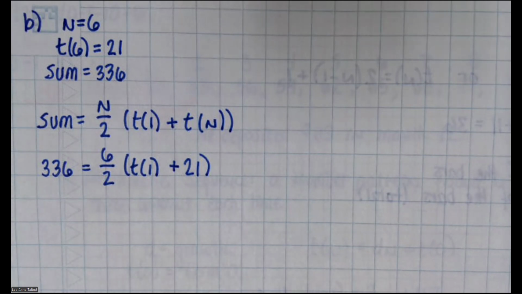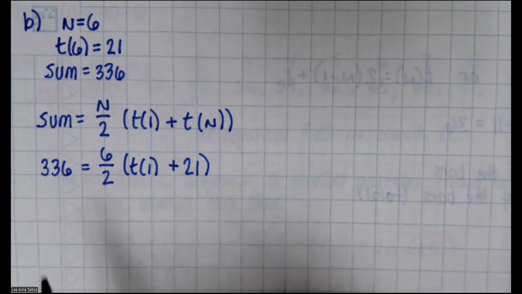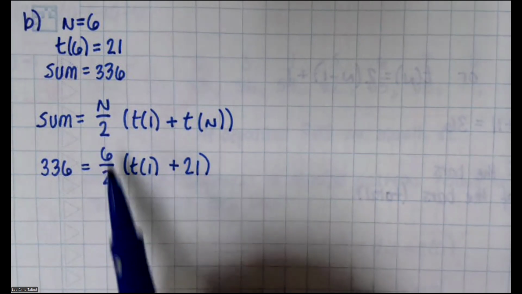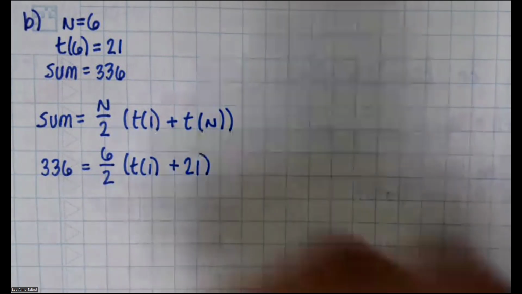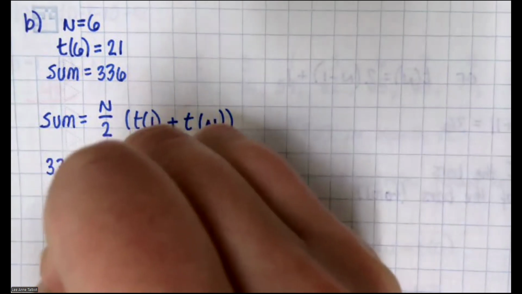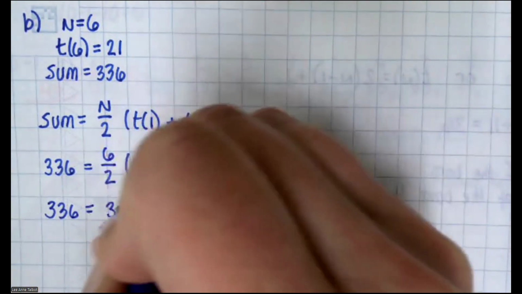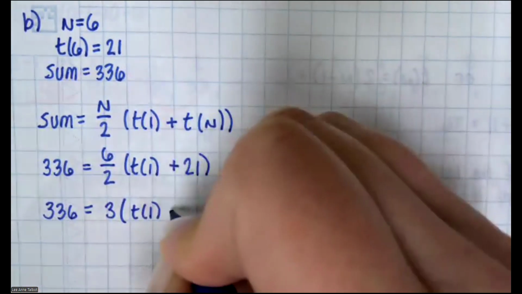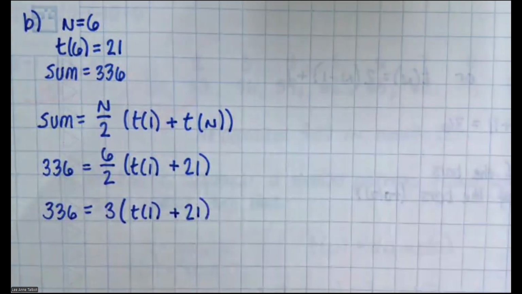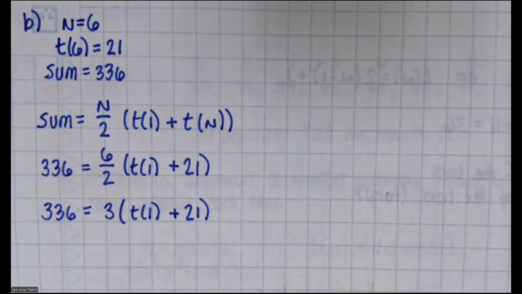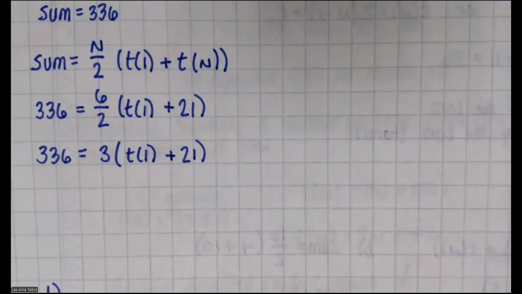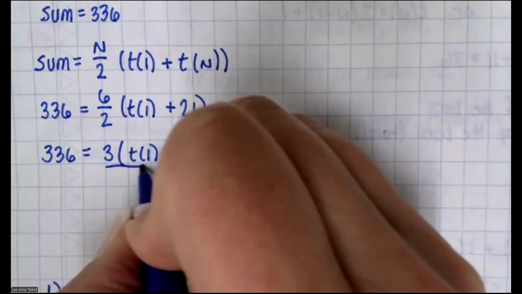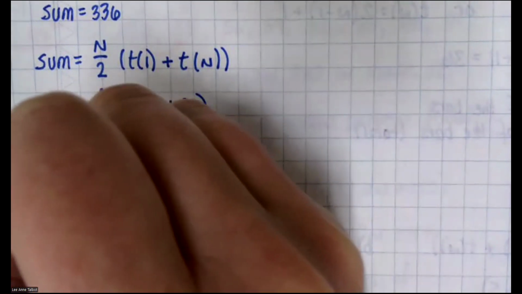Okay, now as far as algebra goes, what does your brain tell you to do? Does it tell you to make this into a 3? Okay. And then does your brain tell you to divide by 3 or distribute? Divide? Okay. Either one's fine. They'll all get you the same place.